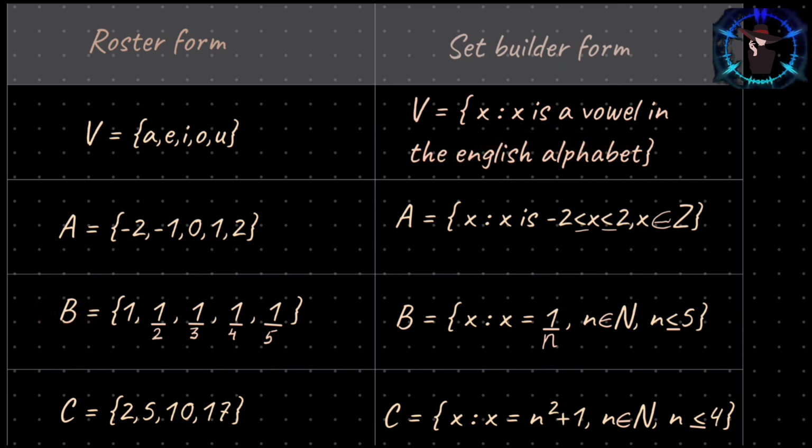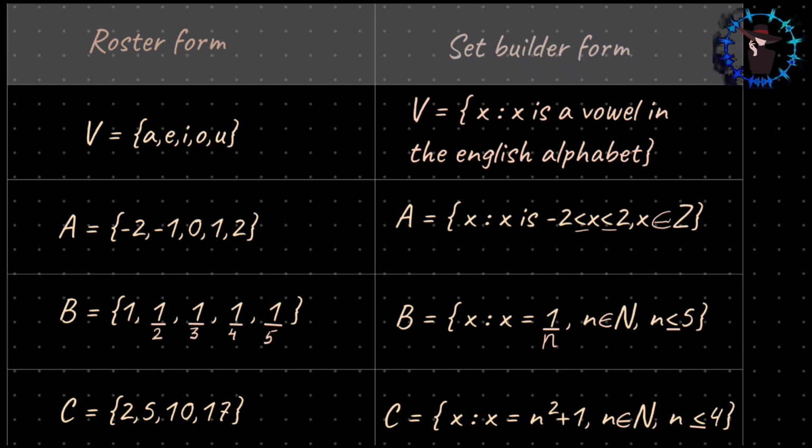Next set is B. What is it? 1, 1 by 2, 1 by 3, 1 by 4, 1 by 5. Now X are the elements such that the value of X is 1 by n. Consider the value of n as 1, 2, 3 and so on. 1 by 1 is always 1, where n belongs to natural numbers. This sign is for natural numbers, and n is less than or equal to 5. Because we ended with 5, less than means all these numbers, and equal to means this number, 5.